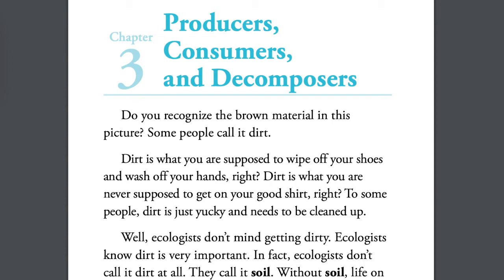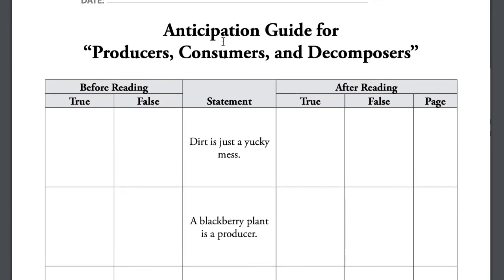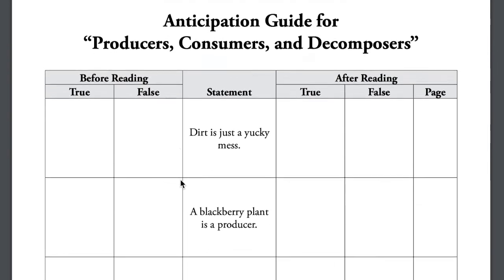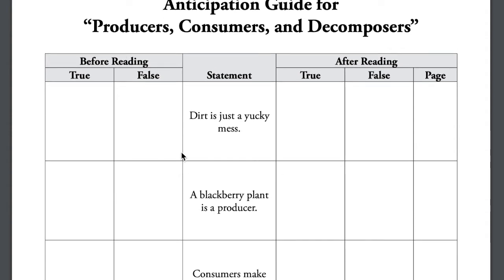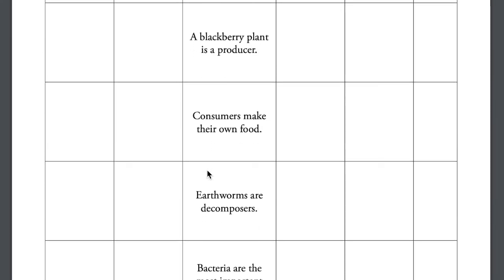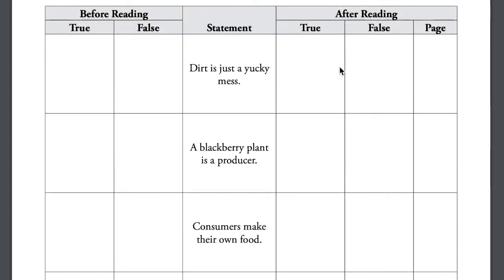And just like yesterday, you are going to fill out one of these anticipation guides before we start. So pause the video, and you're going to write true or false for each of these statements. Do you think dirt is just a yucky mess? A blackberry plant is a producer. Consumers make their own food. We don't know what producer, consumer, and decomposer mean yet, or maybe some of you do. But you can just make a guess if you're not sure, and then at the end of the reading, come back and tell me true or false. Okay, so let's get started.